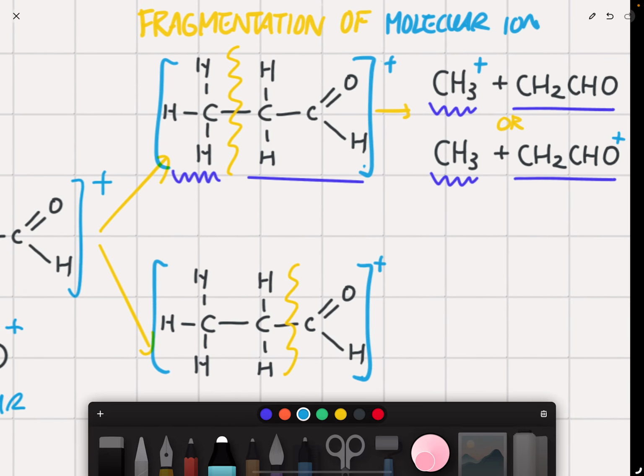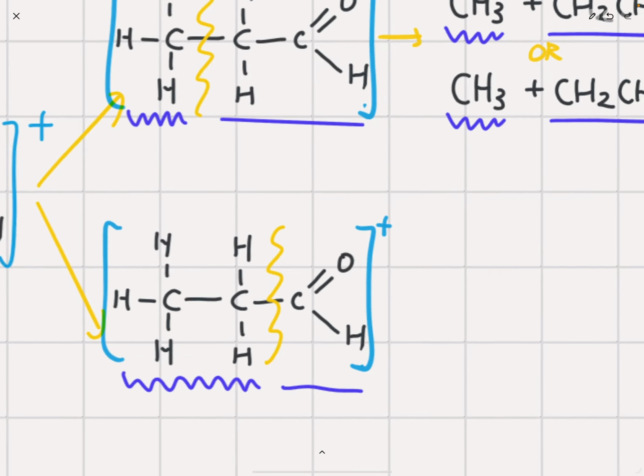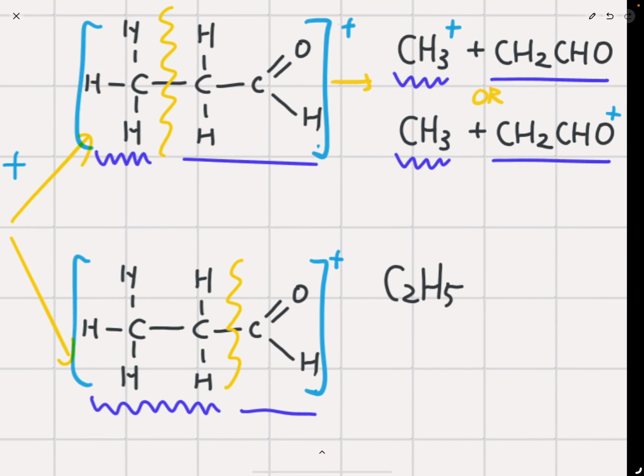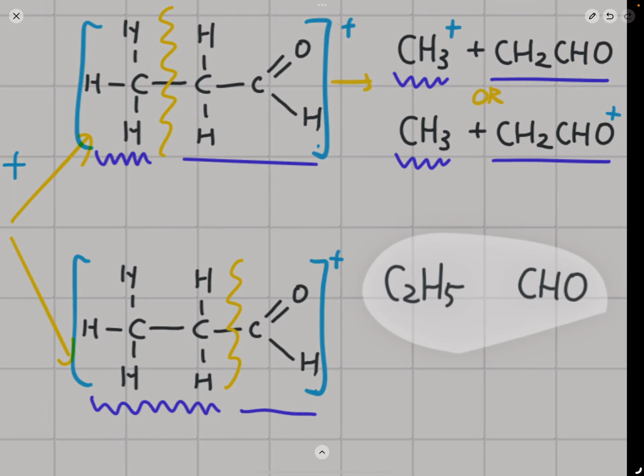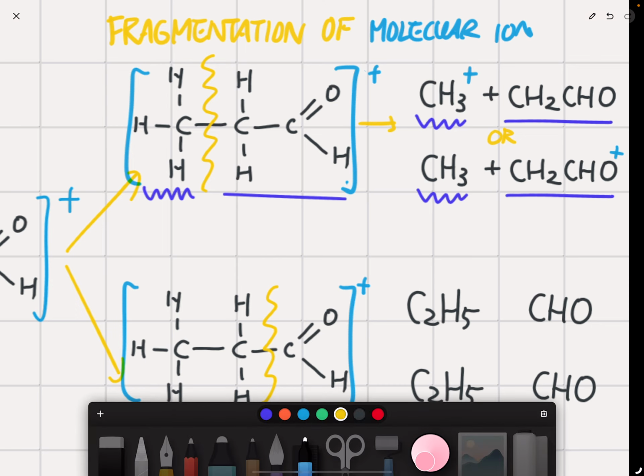Alternatively, the molecular ion can also break up at this position, rather than at this position. And so other fragments may form. In this case, maybe you can guess. Take a moment to guess what kind of fragments will form. It is actually C2H5 and CHO. And just like before, it's a chance event that either of these fragments will get the positive charge.